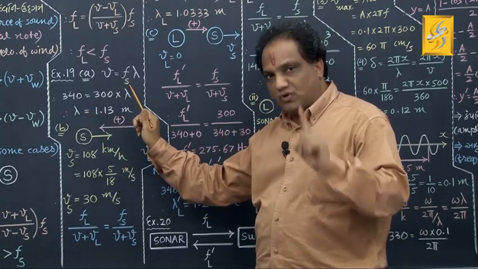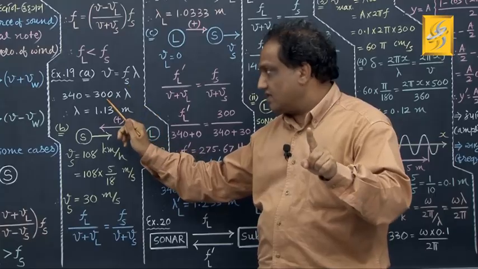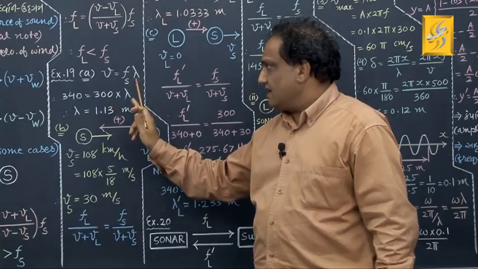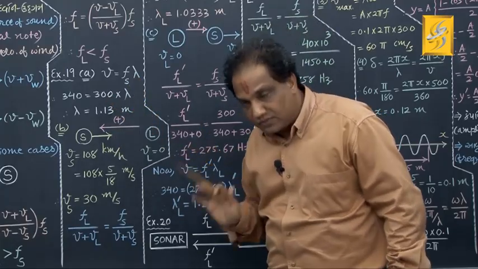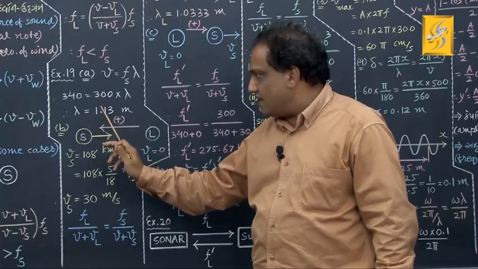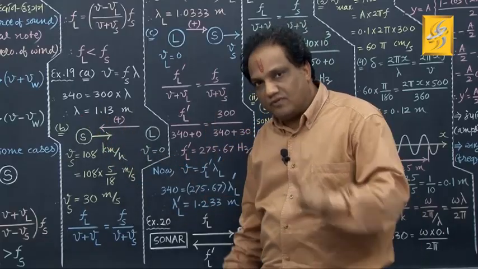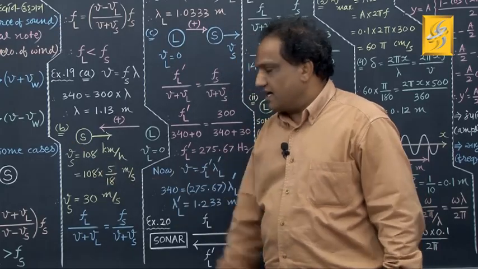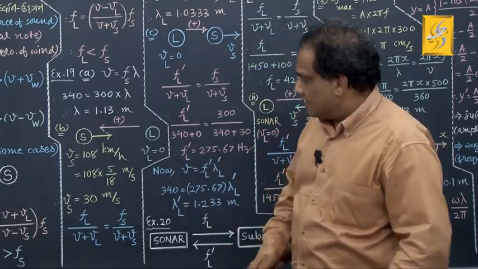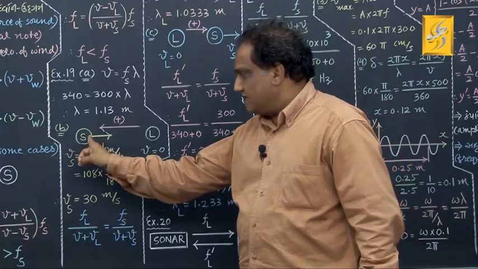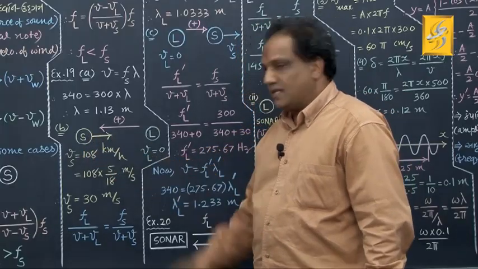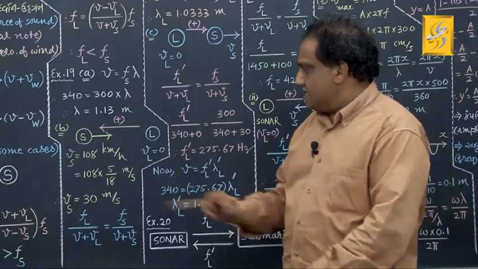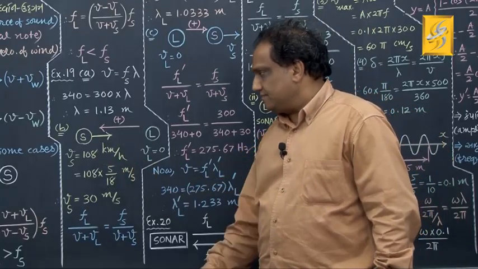Okay, fine. Now this velocity of sound, they have given as 340 meter per second. The frequency of sound actually generated from the source, they have given as 300 hertz. At that time, the wavelength lambda we have to find out. That lambda is 1.13 meter. Now in the second case, you know what they have said? When this police one is moving, they have given the velocity 108 kilometer per hour.